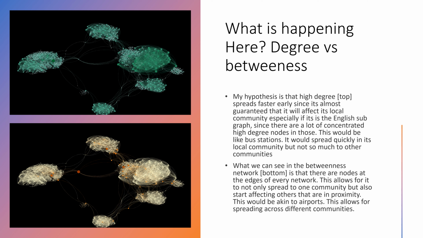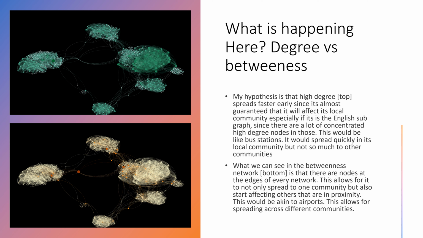My hypothesis for the high out degree ones, the top ones, is that it spreads faster early on, since it's almost guaranteed that it will affect its local community, especially if it's the English subgraph, because we see that there's a lot of high degree streamers in that graph. It's in the Korean one too. This would be akin to bus stations. It would spread quickly in its local community, but not so much in other communities.